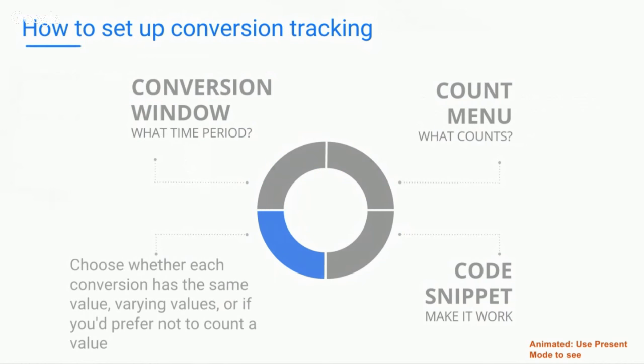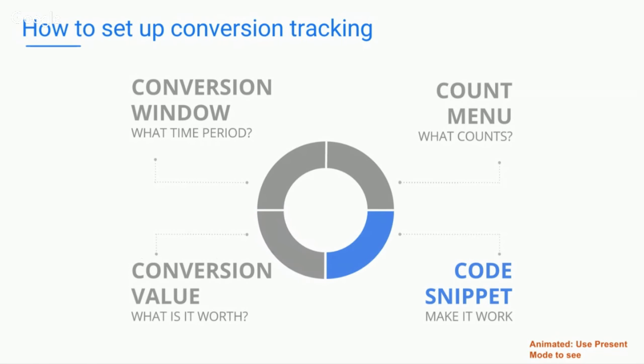As for conversion value, here is where you determine what a conversion is worth for you. You can choose whether each conversion has the same value, different values, or if you prefer not to count a value at all. You can set this up in your account, but for instance, say each lead for you is worth around $5. You could assign a value of $5 for every conversion lead you receive.